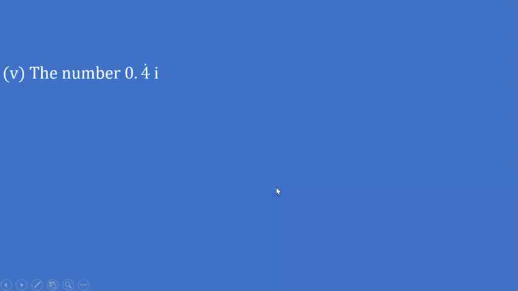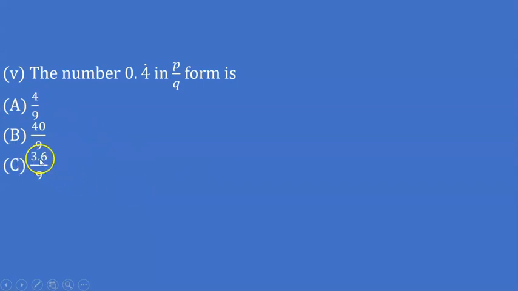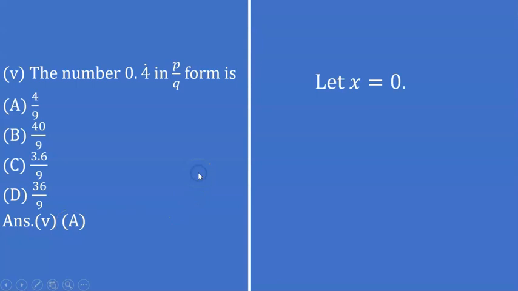Now next, the number 0.4 with a dot in p upon q form is, first option A is 4 by 9, B is 40 upon 9, C is 3.6 upon 9, D is 36 upon 9. And here option A is correct. Okay. Now how is it correct? See this here. Let x is equal to 0.444 dash dash.